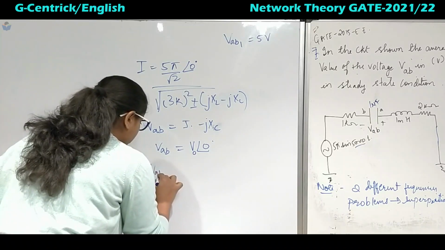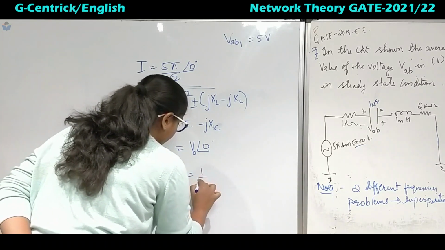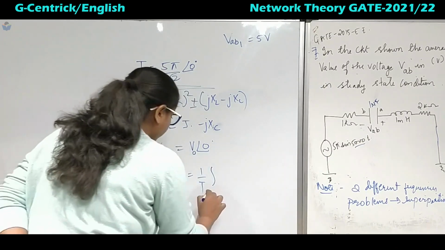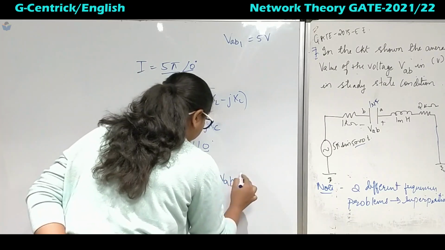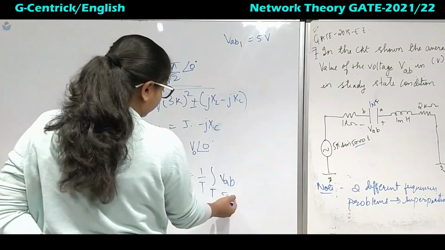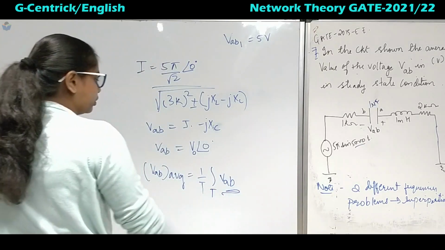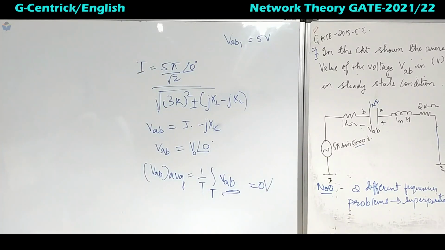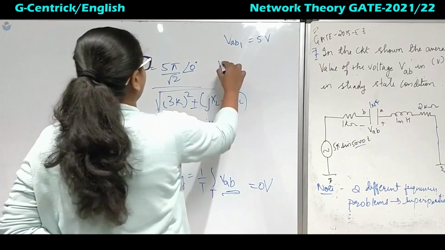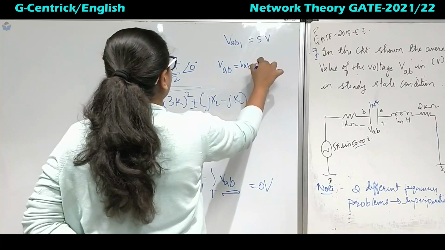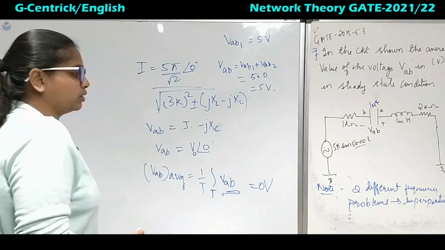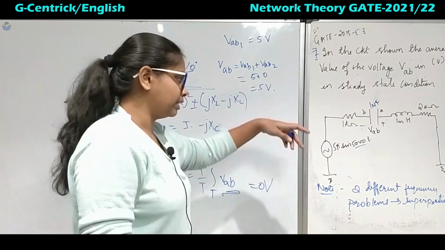Next they have asked to calculate the average. It is nothing but 1 by T integration over time period T of VAB. Substitute the value of that in this. To calculate the average, you will get it as 0 volts. So the average over the time period you will get as 0 volts. In this case you are getting it as 0. So the total net voltage of VAB will be VAB1 plus VAB2, that is 5 plus 0. 5 volt will be the total, which is only contributed by the DC source.